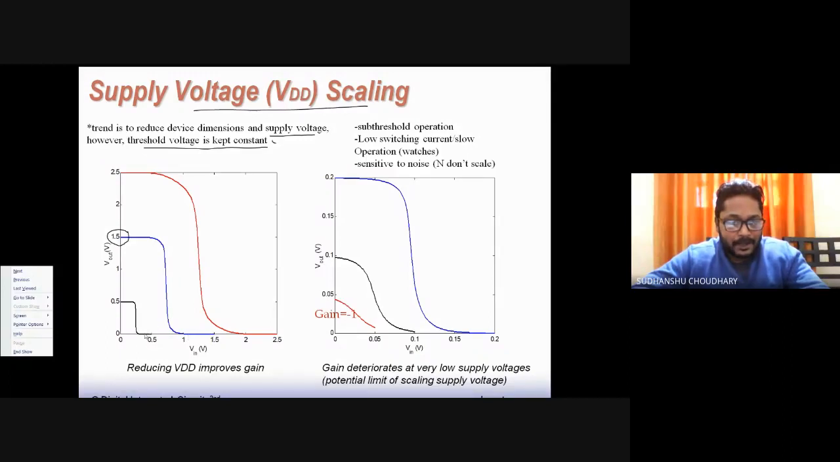And even if we try to reduce the supply voltage and bring it near the threshold voltage of the MOSFET, right? So threshold voltage is, let's say, 0.4 volt, and we try to keep VDD or supply voltage as 0.5 volts. So then also we see that the CMOS inverter characteristic is maintained. The circuit is still behaving like an inverter, right? So what is the reason behind this?